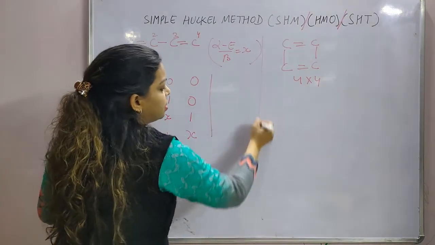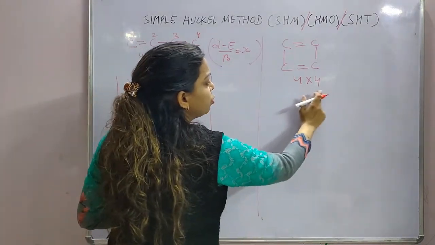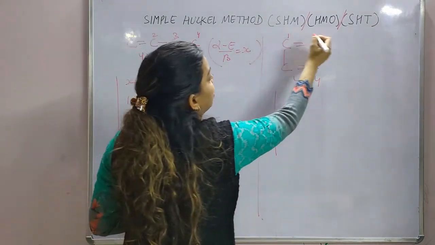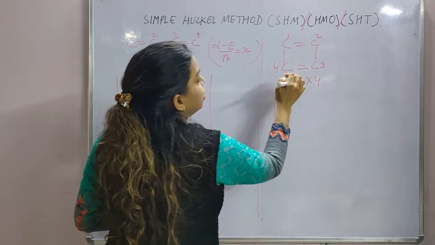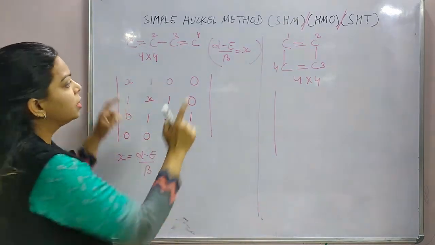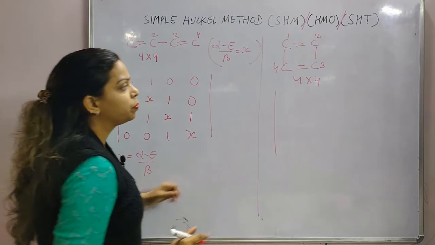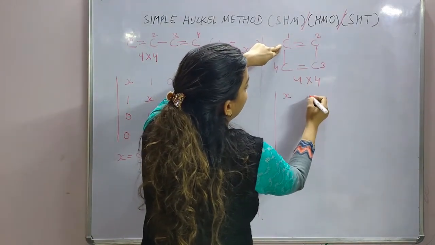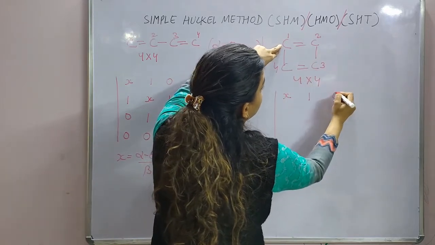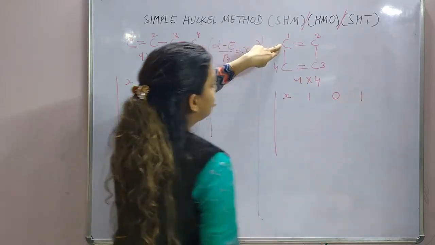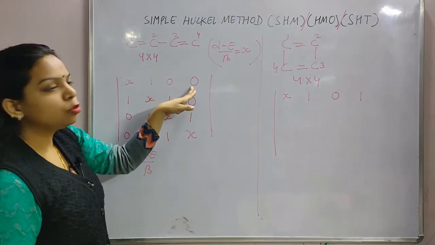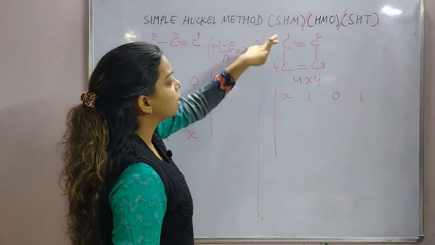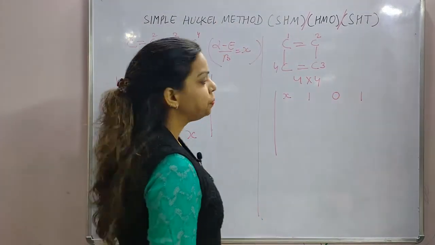Right, now let's see what happens in this system. Here also the order has to be 4 by 4, but the difference is, in 1, 2, 3, 4, the first and fourth atoms are connected. These were not connected in a straight chain. So let's write for the first carbon atom: X, connected to second, 1, not connected to third, 0, connected to fourth, 1. So here the element was coming out to be 0 because there is no connection between the first and fourth atoms. But here the first and fourth atoms are connected, so 1.